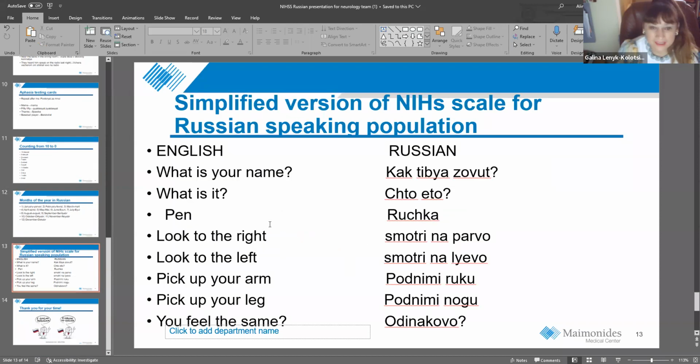This is the simplified version of the NIH scale for the Russian speaking population. For us at Maimonides on my stroke team, all my co-workers who do not speak Russian know all this. So the simplified one is, what is your name? It's как тебя зовут. Everybody on my team knows как тебя зовут.